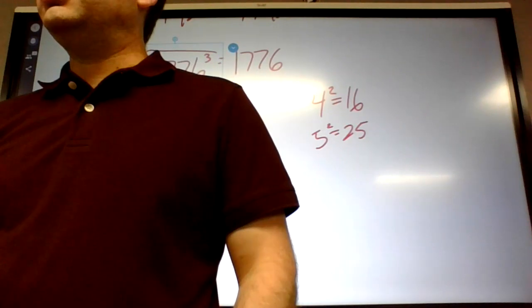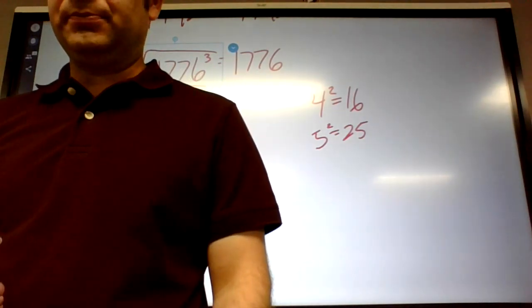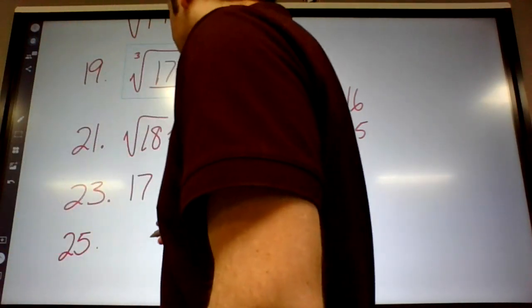So, let's see, Kenton, did you plug it in already? Which one? 25, square root of 12.